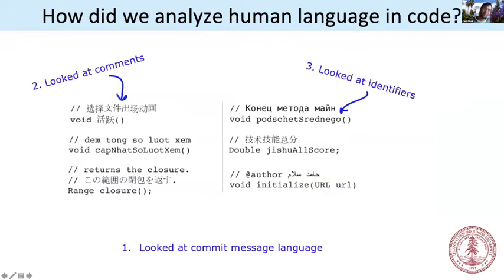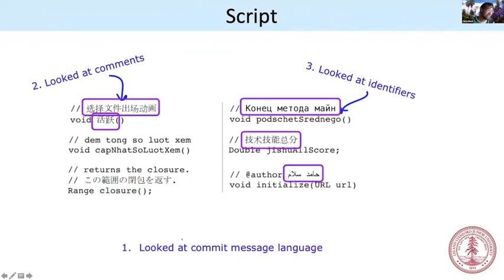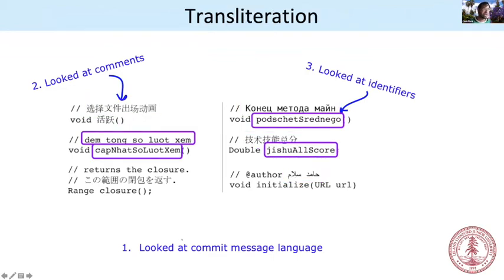Okay, when we look at code, there's kind of three things that we look at. We look at what language do people use in comments? What language do they use in these things called identifiers, like their variable names or their function names? And then we see what language people use in their commit messages. So this is an example of people using English in those two contexts. Here's an example of people using a script in those different contexts. And here's an example of people using transliteration in those contexts.